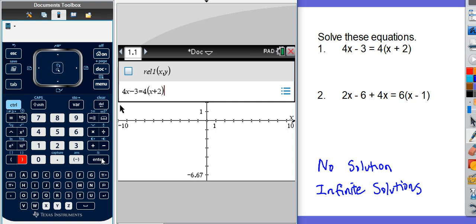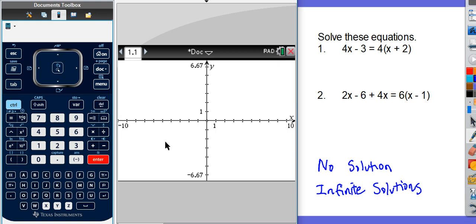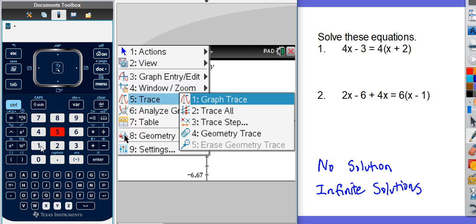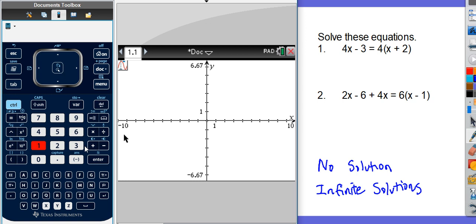All right, so when we hit enter, we don't get a graph, which has never bothered us. We hit menu 5, 1, and we still don't have a graph. So now we're going, okay, this is a problem. But what this means is this is one of our special solutions. It's either no solution or it's infinite solution.